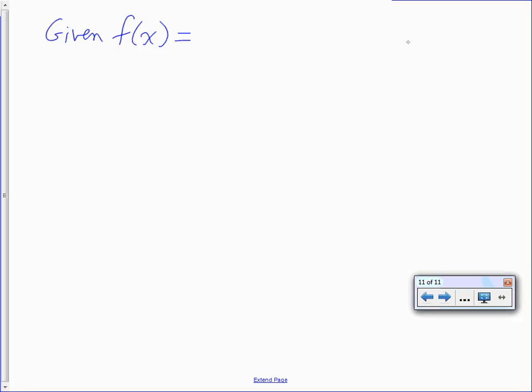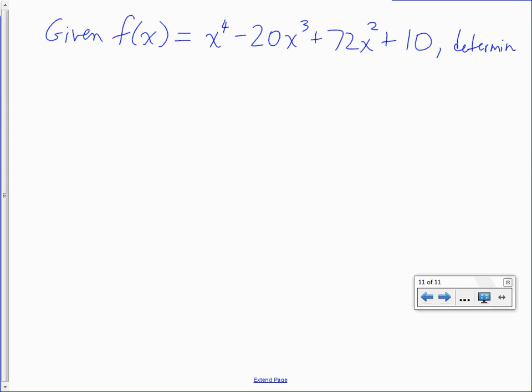Okay. We're going to be given f of x equals x to the 4 minus 20x cubed plus 72x squared plus 10. Determine, okay, so A, we're going to say local and absolute extrema on the interval.